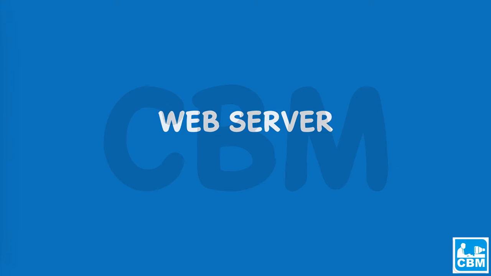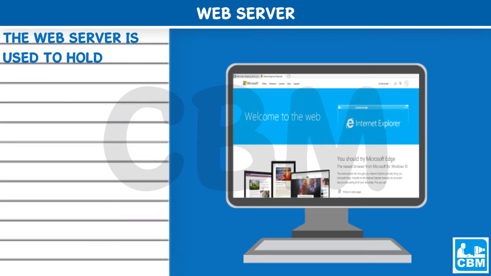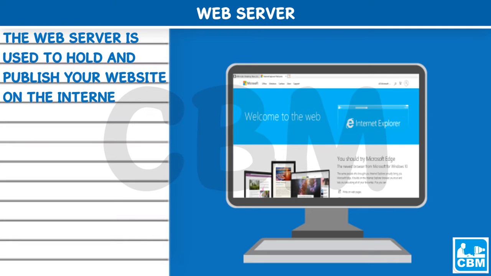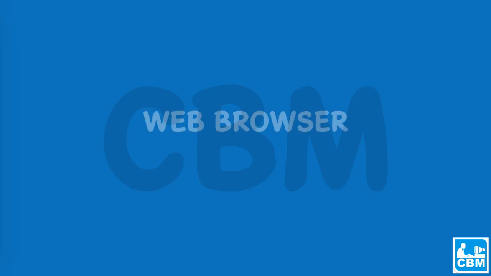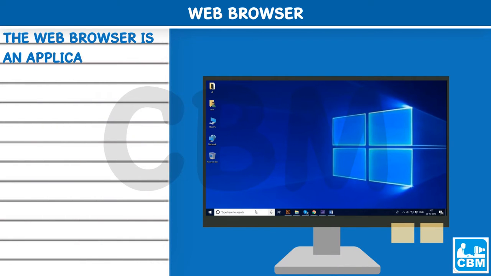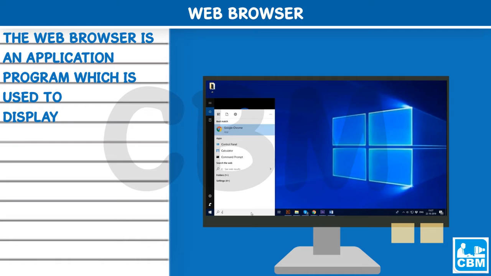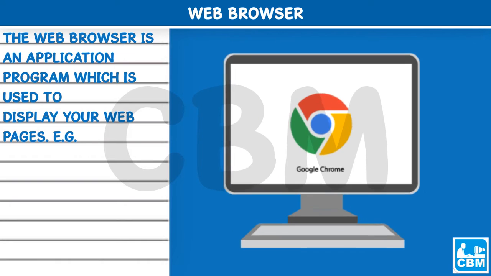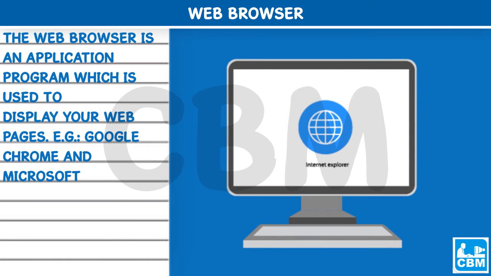Web server. The web server is used to hold and publish your website on the Internet. It is the heart of the Internet. Web browser. The web browser is an application program which is used to display your web pages. For example, Google Chrome and Microsoft Edge.